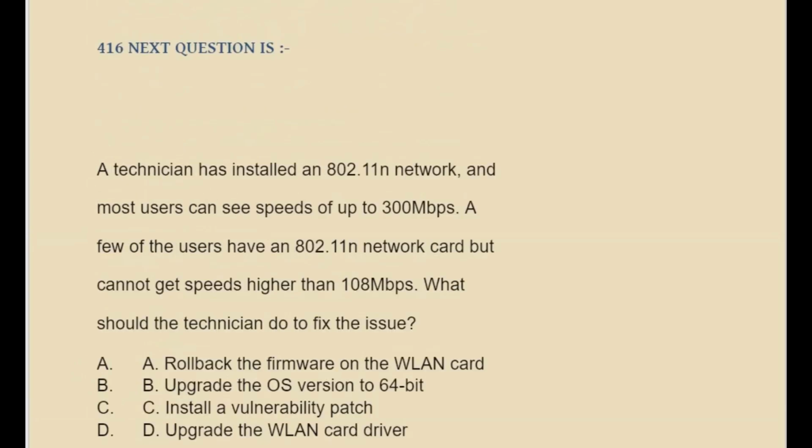Question is, a technician has installed an 802.11n network and most users can see speeds of up to 300 Mbps. A few of the users have an 802.11n network card but cannot get speeds higher than 108 Mbps. What should the technician do to fix the issue?